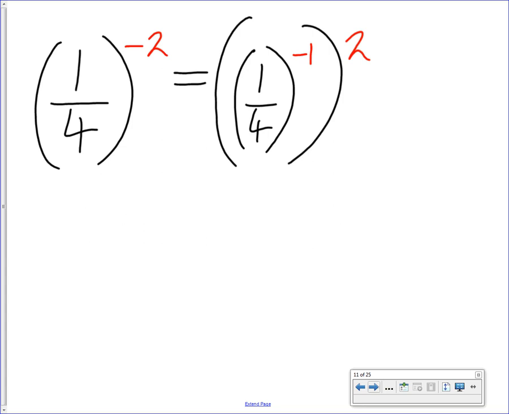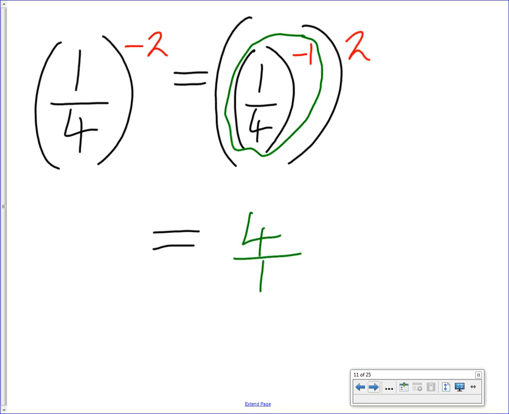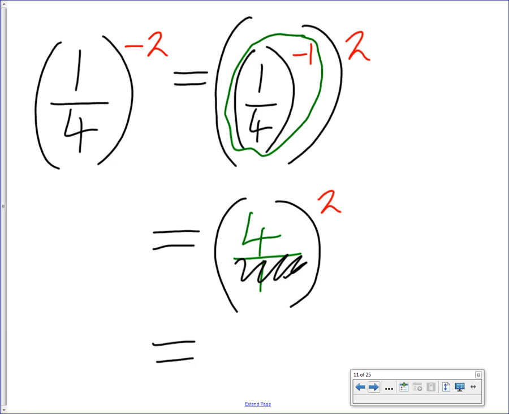Now, this of course means that the interior of this, a quarter to the power of -1, becomes just 4. 4 over 1 to be precise, but we don't need to mention the over 1 part. Now, this is still inside the brackets that are squared. So, we have got 4 squared, and of course 4 squared equals 16. So, we have simplified this side of the equation to become 16.